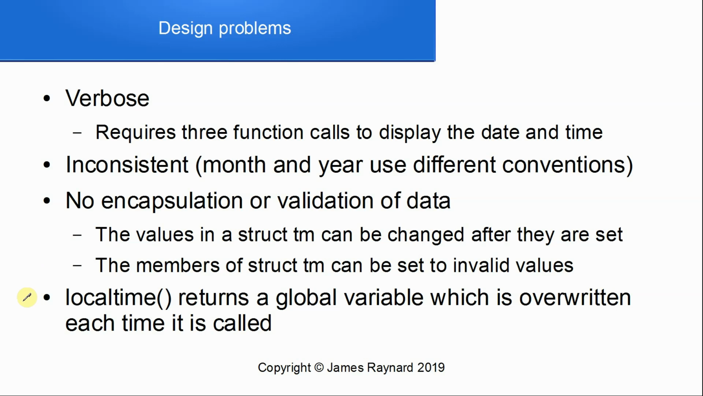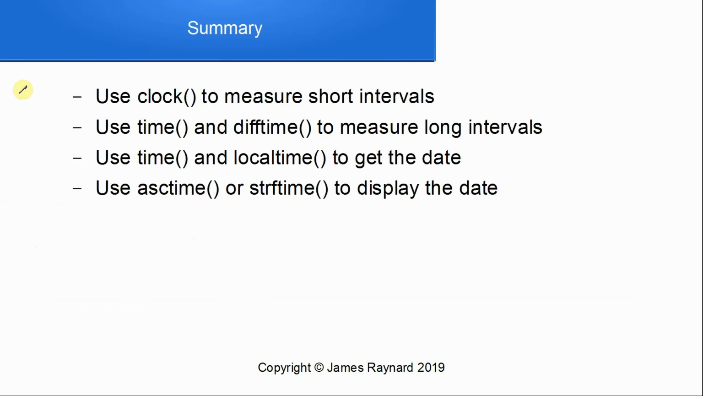So this is a bit of a pain, but it's also a good example of the problems that arose with procedural programming and why people felt the need to go to object-oriented programming, particularly for encapsulation and validation, and also for avoiding problems with global variables. Okay, so let's sum up this video. So to measure short intervals, we use clock. We subtract the results and divide by clocks per second. To measure long intervals, we use time and difftime. We use time and localtime to get the date, and we can use either asctime or strftime to display the date.